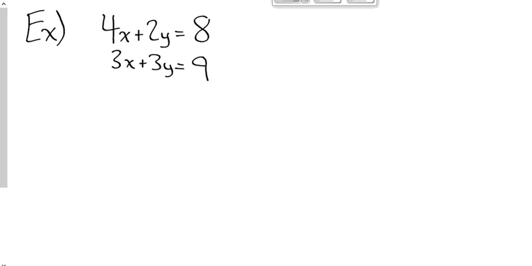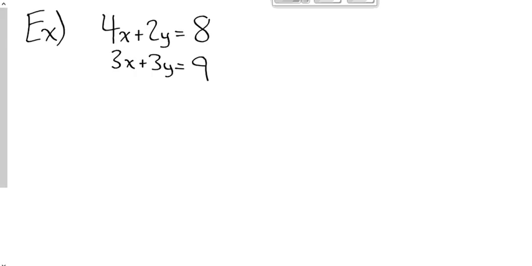Let's go right there. So if you look at what we've got here, we don't have anything that's going to just readily create an opposite by multiplying just one of the equations. So this would be the case where you have to multiply both equations. It doesn't matter if you want to get rid of x first or y first. That's completely your preference. And this one I might try to get rid of the y's first just because they're a little bit smaller numbers.